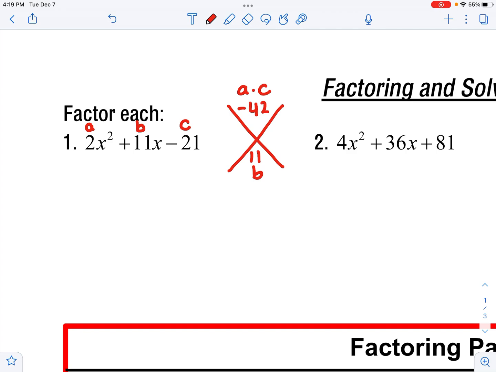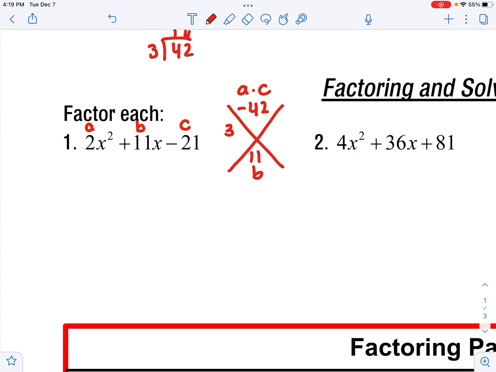People start throwing out numbers. Someone will say 7 and 6. If you add them, you get 13, and if you subtract them, you get 1, so that's not going to work. If you can't think of the numbers right away, start from the beginning. 1 and 42, that's not going to work. 2 and 21, that's not going to work. 3 goes into 42, but how many times? 42 divided by 3 is 14 times. 3 and 14 will give you 11.